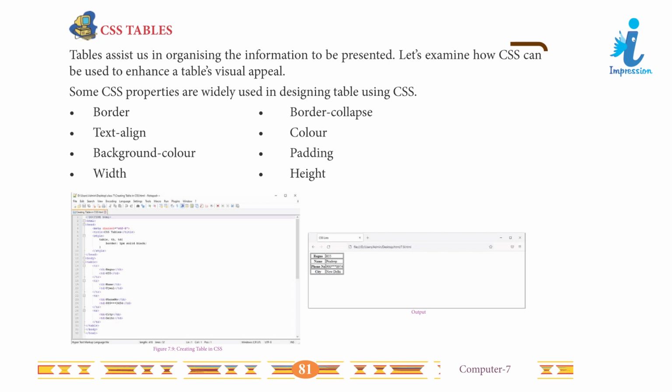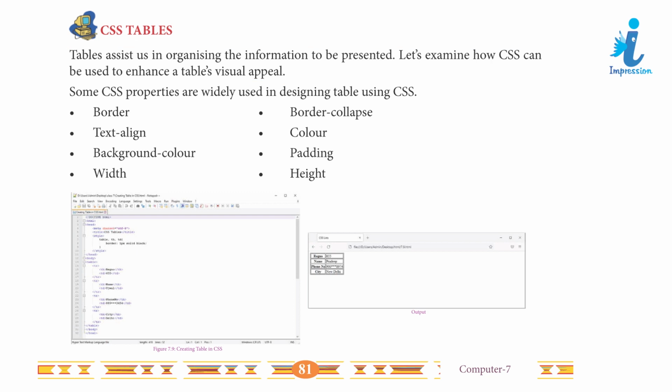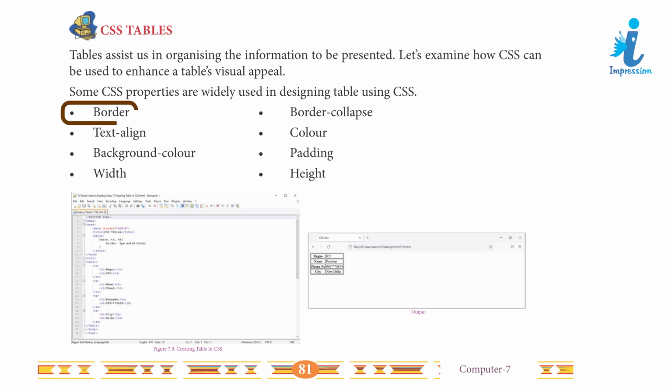CSS tables. Tables assist us in organizing the information to be presented. Let's examine how CSS can be used to enhance a table's visual appeal. Some CSS properties are widely used in designing a table using CSS: border, border-collapse, text-align, color, background-color, padding, width, height.